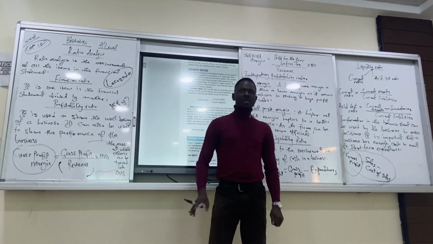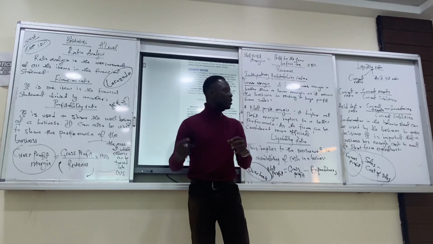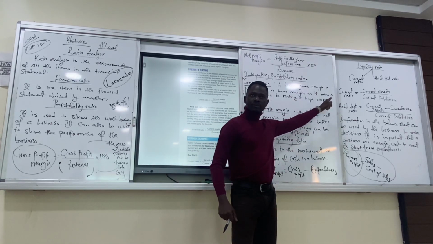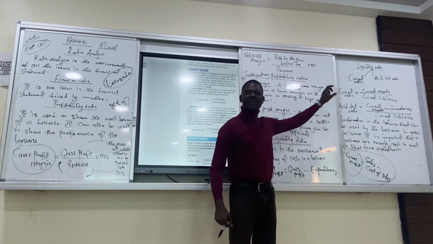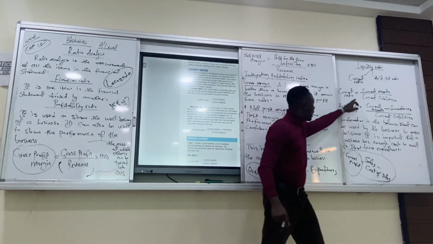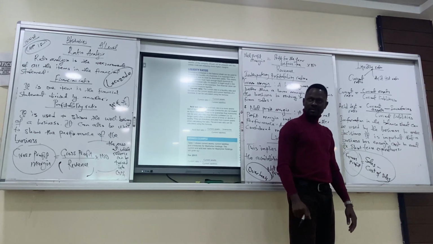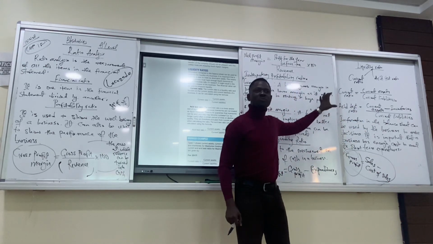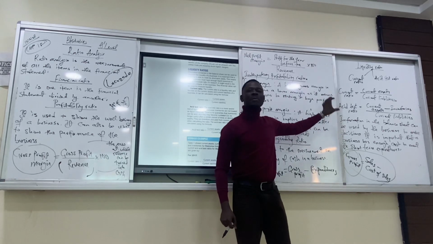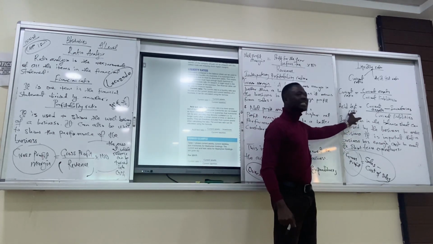So if you want to measure how liquid we are within a short period of time, we use the current ratio. Current ratio is current assets divided by current liabilities. The total of your current assets divided by the total of your current liabilities gives you your current ratio. Do you get that? These items, you find them in your statement of financial position, which is your balance sheet.